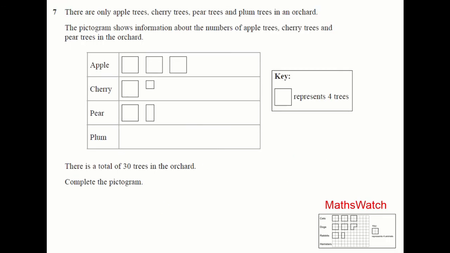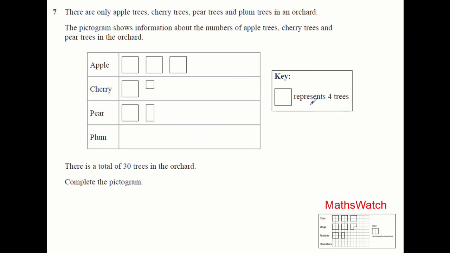Question 7. There are only apple trees, cherry trees, pear trees and plum trees in an orchard. The pictogram shows information about the numbers of apple trees, cherry trees and pear trees in the orchard. So we have a pictogram. The key is telling us that a full square is representing 4 trees. We are also told there is a total of 30 trees in the orchard, and our task is to complete the pictogram, which means we are completing the bottom row to show how many plum trees there are.